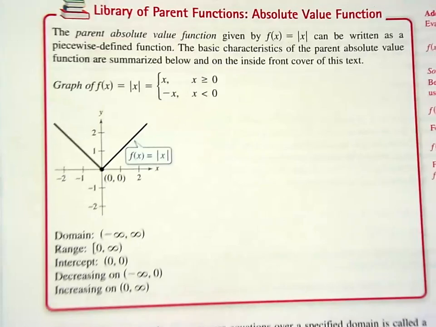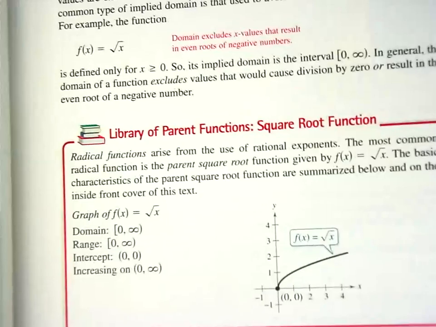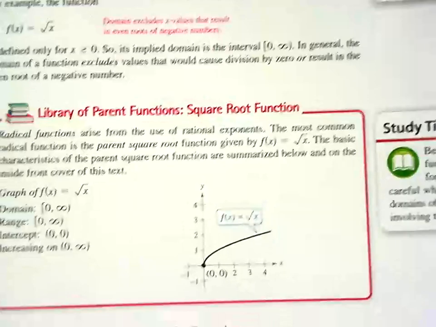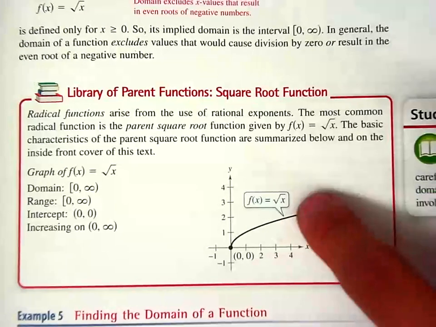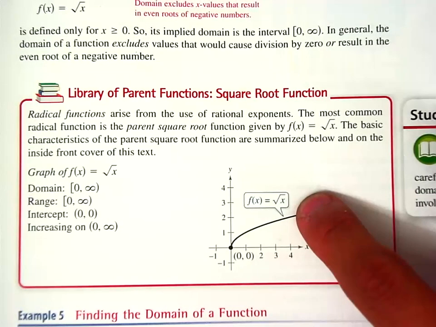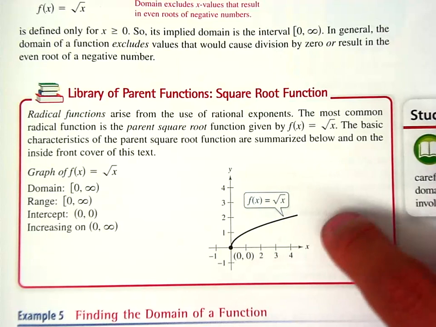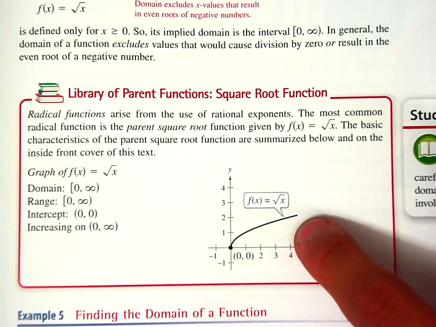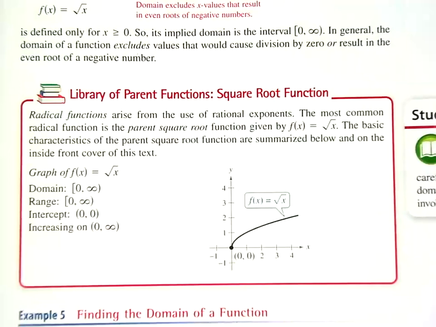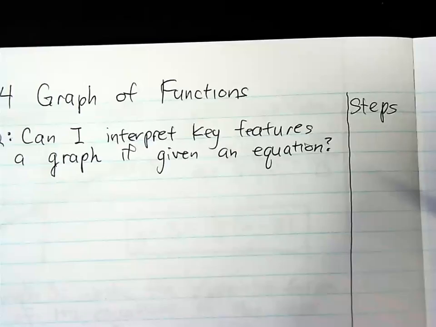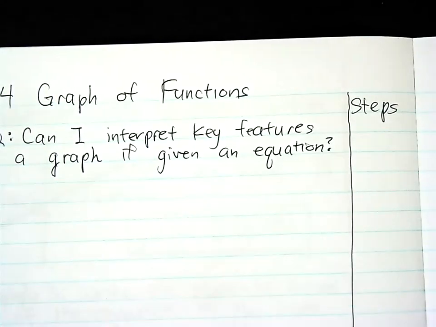I also have a radical x parent graph you need to look at. So here is radical x. Every time you see a radical x, and it's not third root, it's just the second root of x, it's going to look something like that. Here are the domains and ranges, and we'll talk a little bit more about that. Okay, so let's do an example.